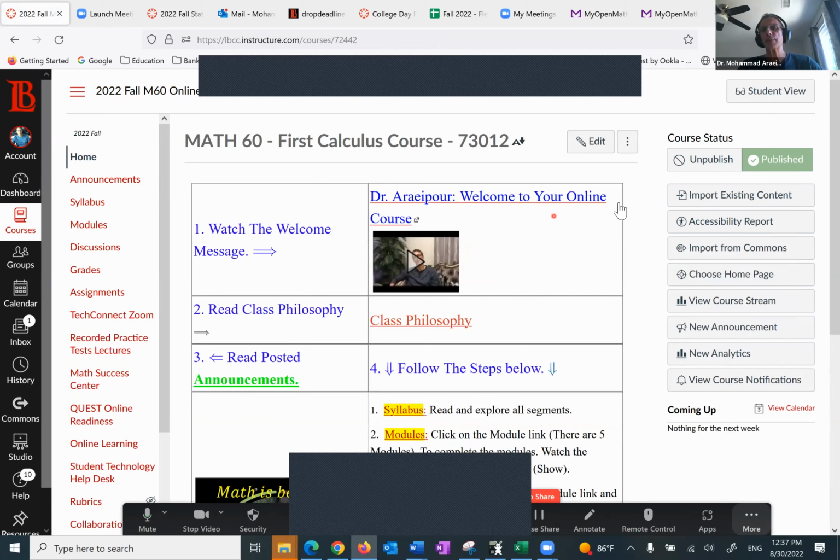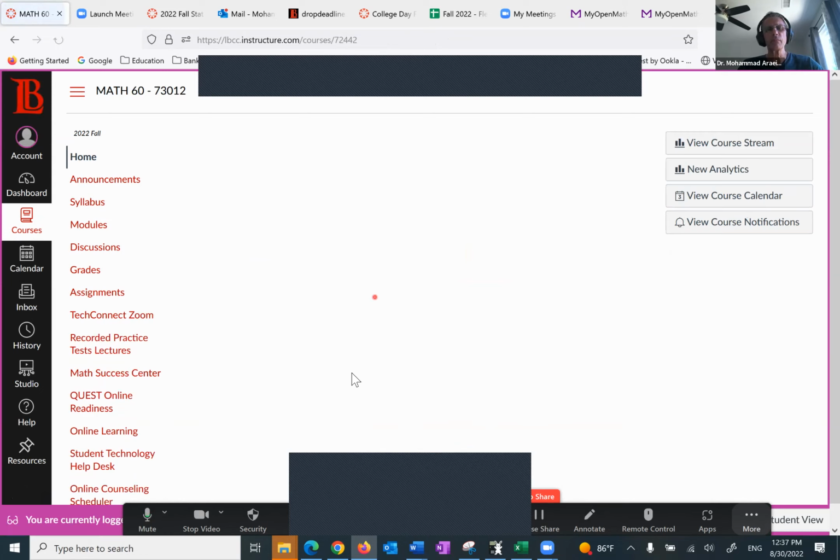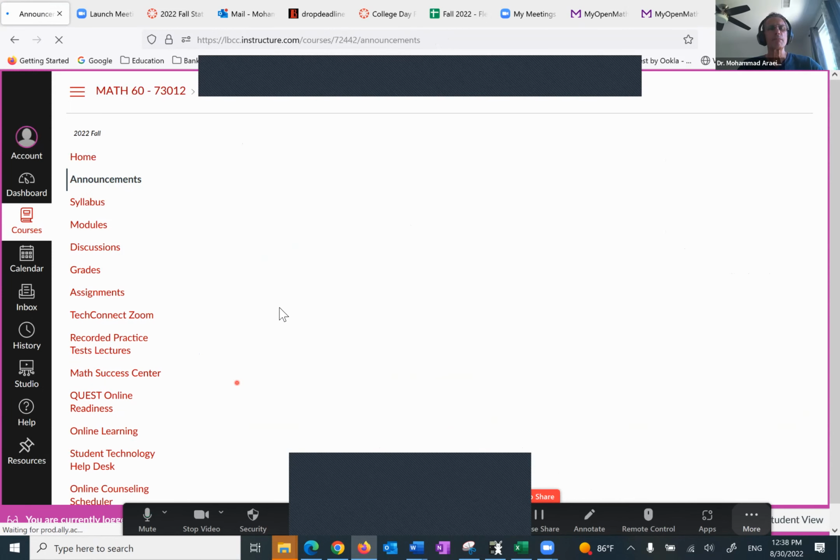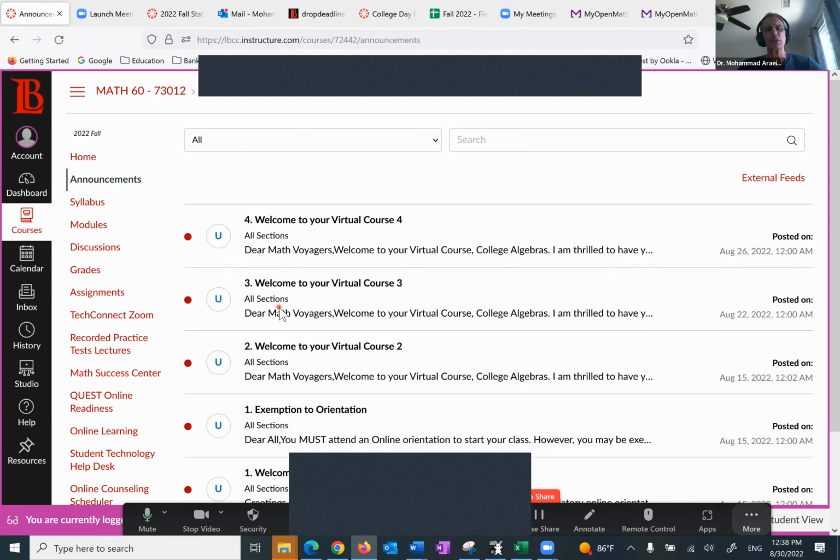Number three is the announcements. If I put this in student view, as far as the announcements are concerned, you can click on this green one, or on the left side, left navigation bar on this one. If you click on this one, make sure the section number doesn't change. Otherwise, there's a broken link.